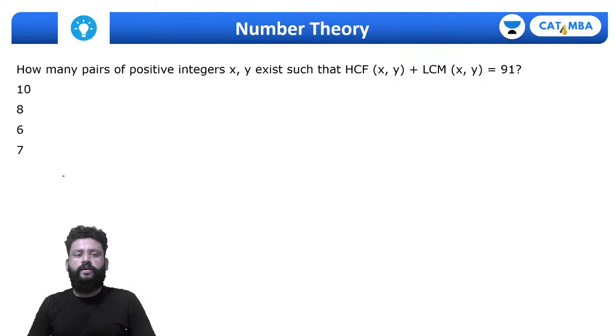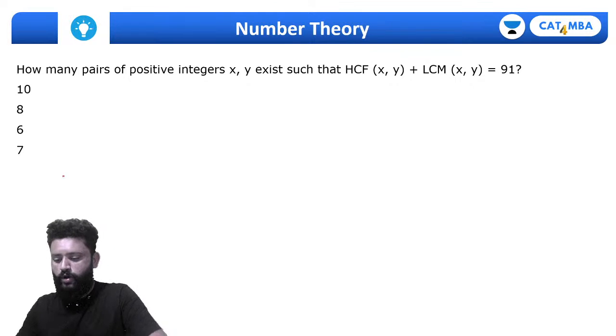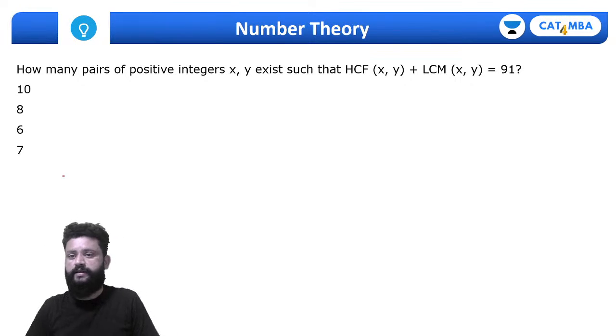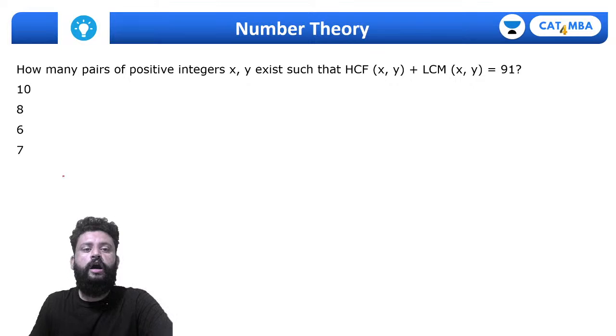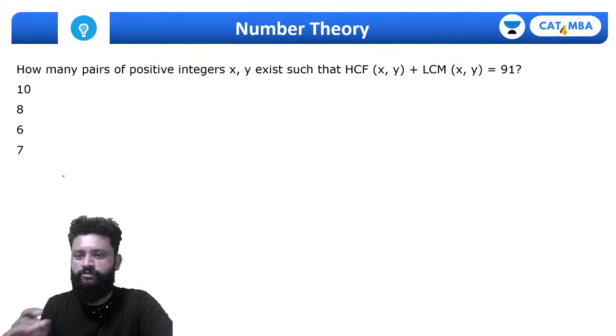चलो, last few questions for the day. चलो, quickly finish it at your own, and I don't think कि मुझे बहुत ज्यादा explain करने की जरूरत पड़ेगी अभी के आगे के कोई भी questions. How many pairs of positive integers x and y exist such that HCF of x and y plus LCM of x and y is 91? How to do this?